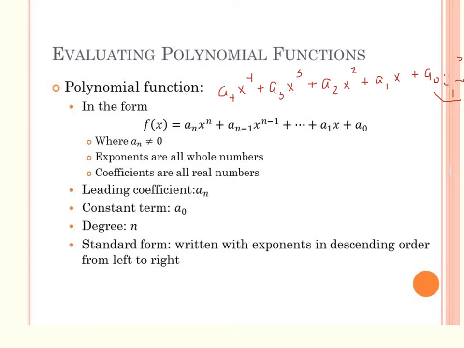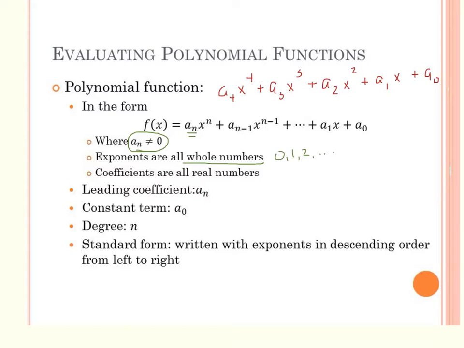All of your a's would be numbers. But we use that subscript to denote which term it goes to. A sub n cannot be 0, so that leading coefficient can't be 0. All of your exponents have to be whole numbers, and remember whole numbers are 0, 1, 2, etc. And all of your coefficients have to be real numbers. So we're not going to have any imaginary numbers as coefficients here or as exponents because that's not a whole number.